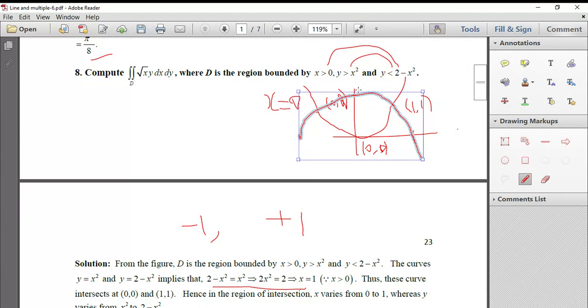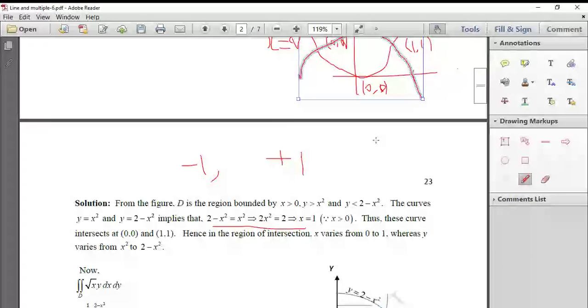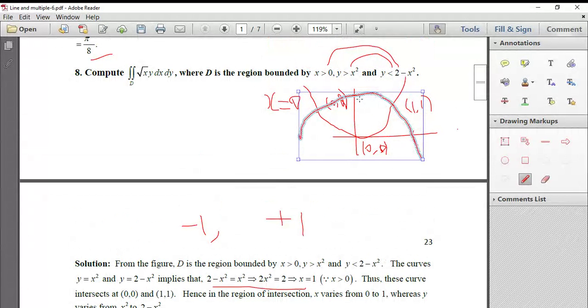And note in which region this condition is satisfied. X is greater than 0. So x is greater than 0 means here your x is greater than 0. That means all the points right of the y-axis, all those points, they all satisfy x is greater than 0. Is that right? And y is greater than x square. Y is greater than x square means above this curve, remember, the line y is equal to x square.